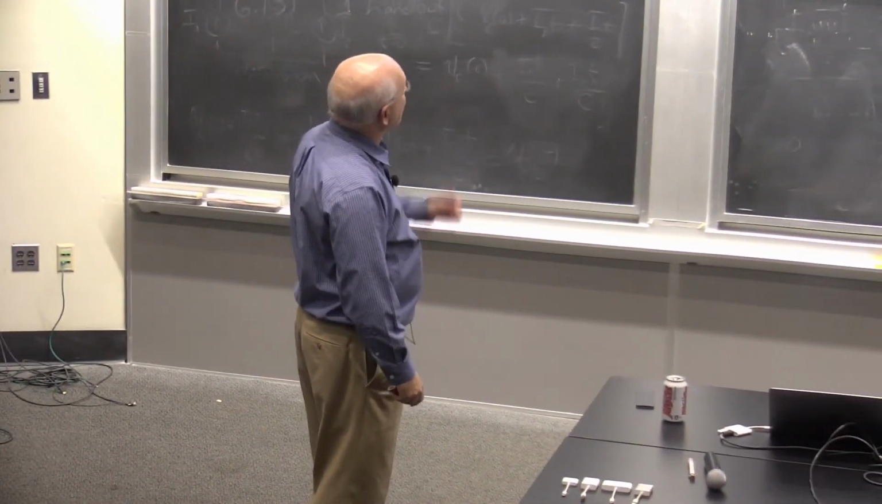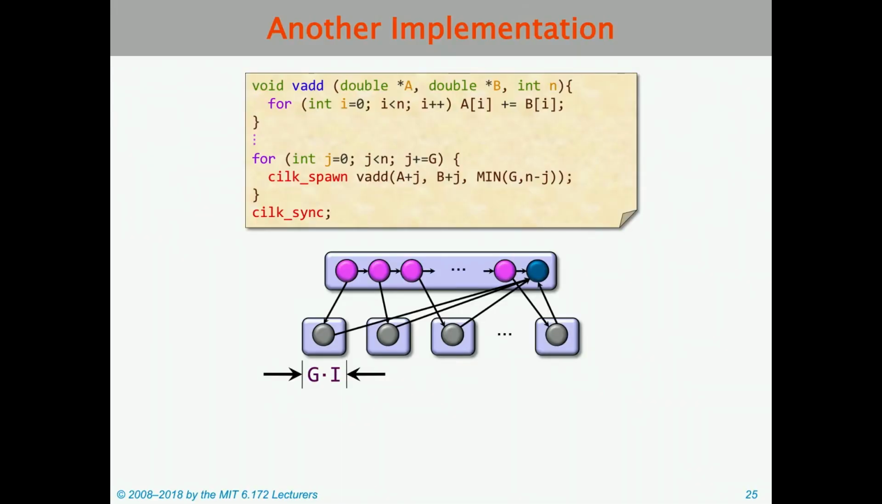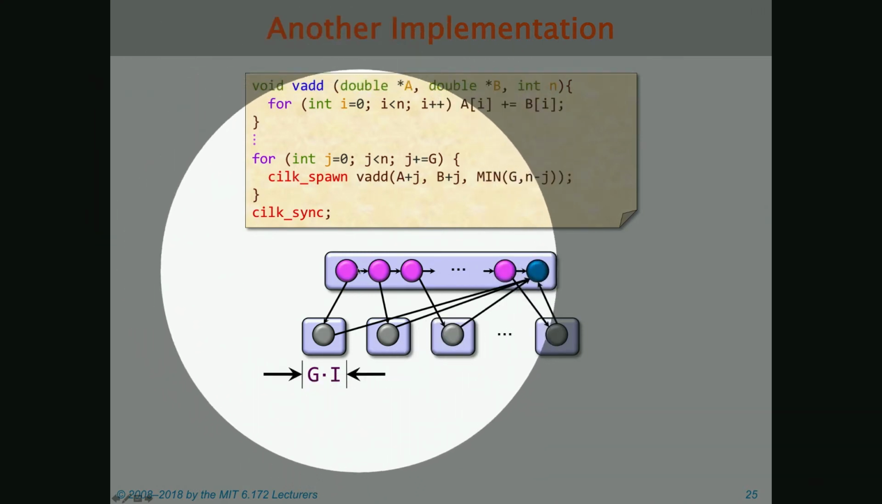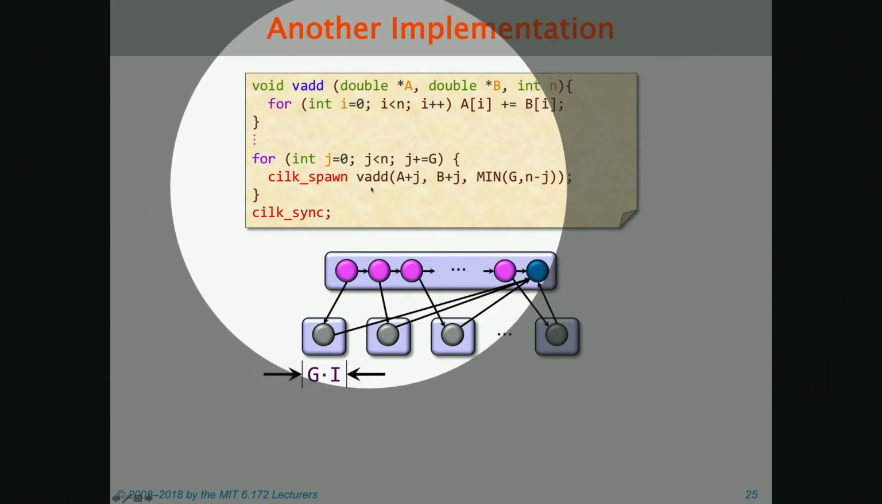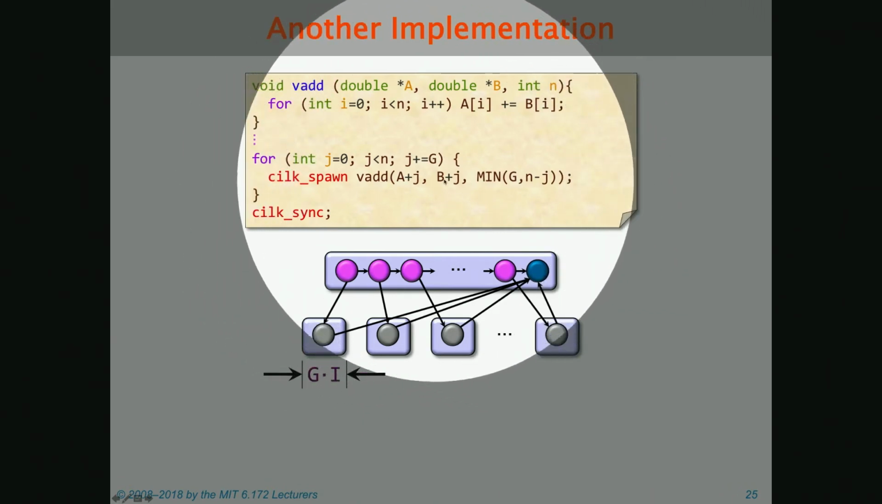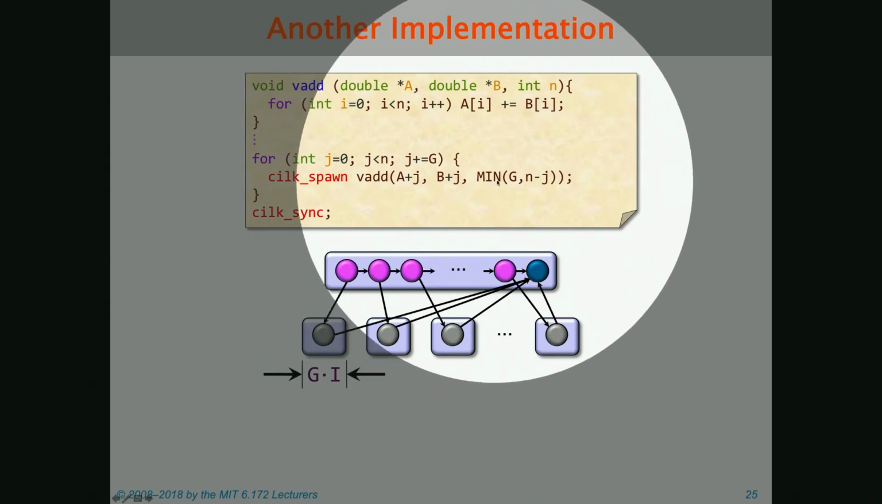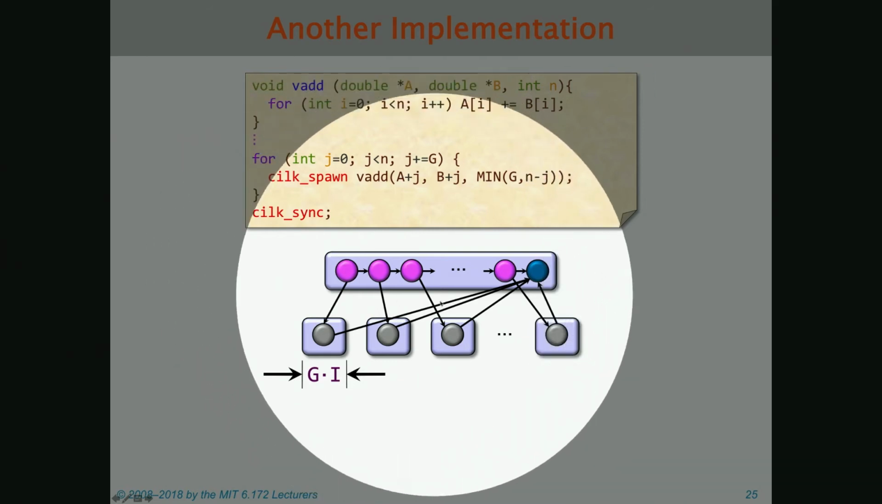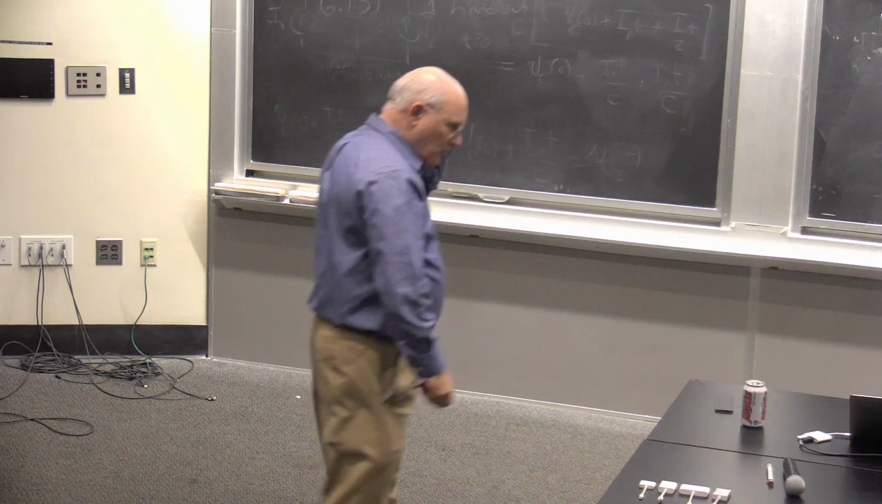So let's take a look at the analysis of that. Now what I've got is G iterations, each of which costs me I. And this is the DAG structure that I've got, because the for loop that has the Cilk spawn in it is going along. The Cilk spawn is in a loop, so it's spawning off the vector add, which is going to do G iterations. Let's not worry about the boundary case. Then spawn off G, spawn off G, spawn off G, and so forth. So what's the work of this?